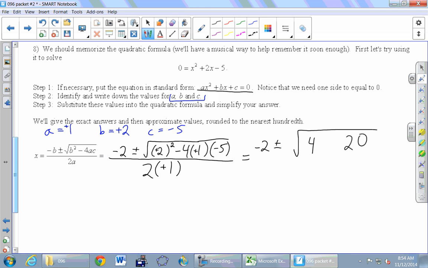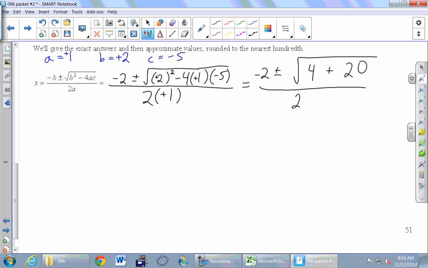How many negative signs do we see? 2, I'm counting that subtraction sign as one of my negatives, and 2 negatives make a positive. So that is a plus in there, but it's a really common place to make a mistake, to put the wrong sign. So you're just counting signs. An even number of signs we know is a plus. Divided by 2 times 1 is just 2. And so this is equal to -2 plus or minus square root of 24, all divided by 2. Any questions so far?